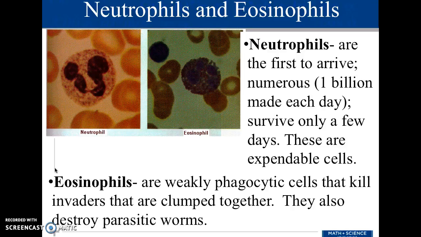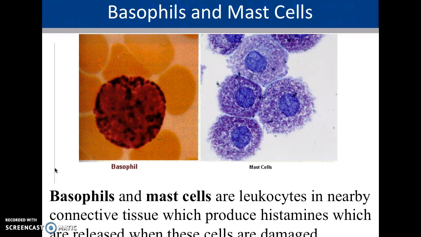The eosinophils are weakly phagocytotic or phagocytic cells. They kill invaders that are clumped together, and they also destroy parasitic worms. So when I say phagocytotic or phagocytic, that means that they engulf bacteria and things like that.